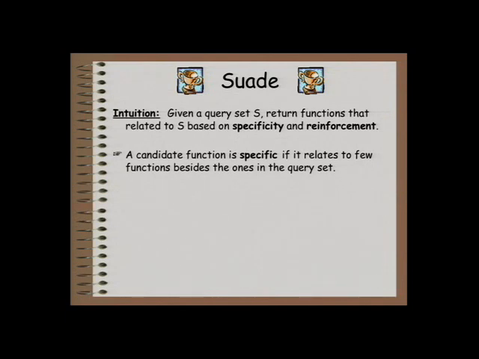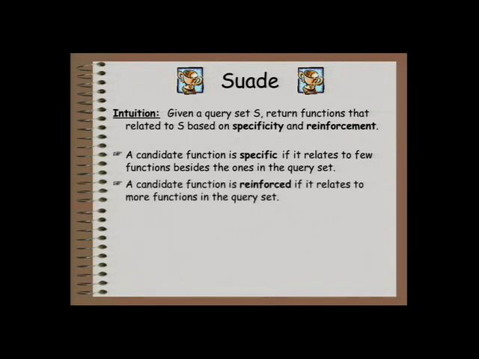Essentially, Suede works with a set of functions used as a query in a relationship. Suede says that given a query, functions that relate to few other functions besides the functions in the query are specific, and functions that relate to more functions in the query are more reinforced. So if you have a set of 4 functions, you look at those functions that are related to as many of the 4 as possible, and that are related to very few others besides the 4 in the query set. So there's a function that is called by the 4 functions in the query set and not really called from anywhere else. That's very specific, because it's only called from functions in the query set, and it's highly reinforced, because it's called from all the functions in the query set. So they look for both these properties, specificity and reinforcement.